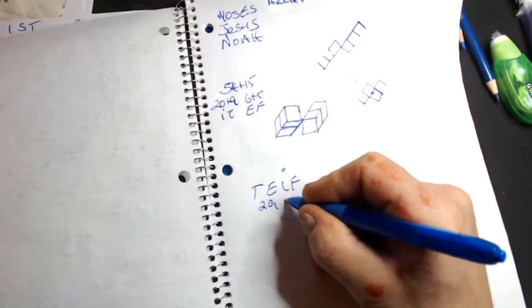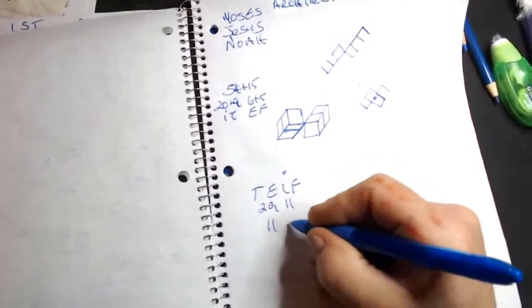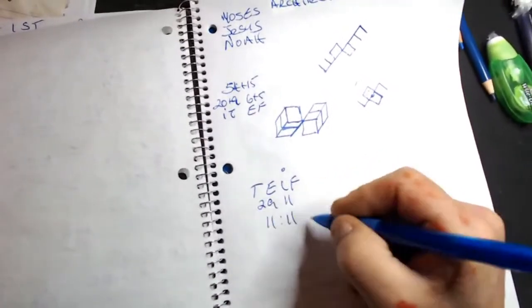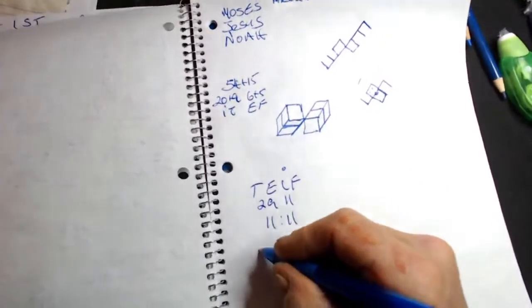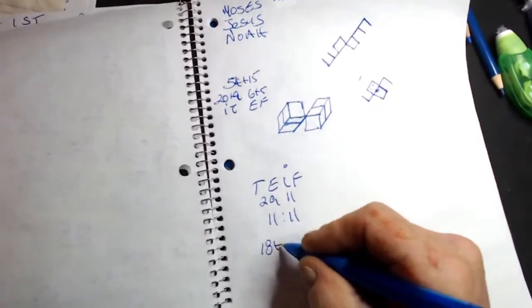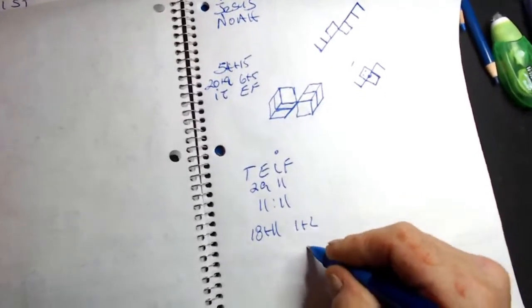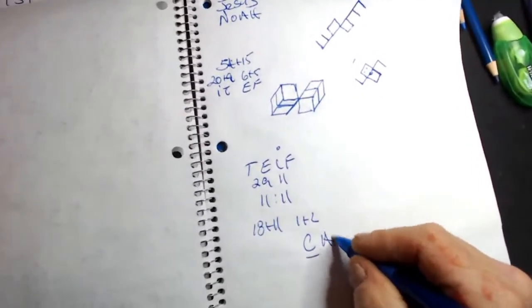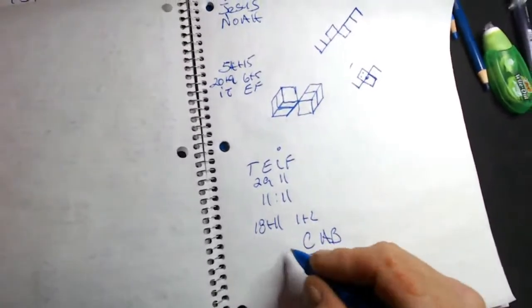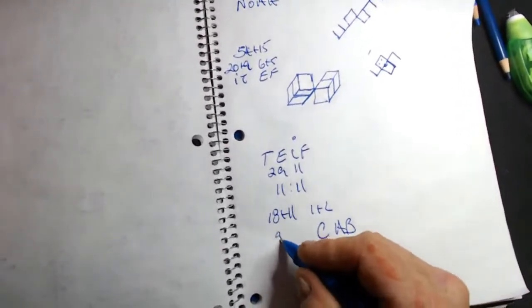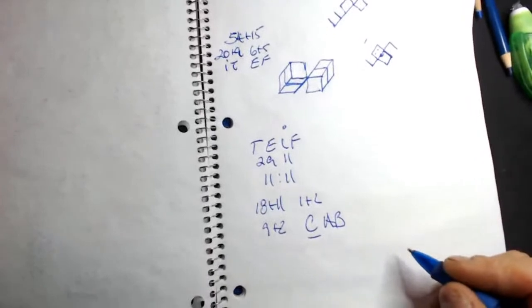29 and 11, which is funny because it creates 11, 11. 9 and 2, 11, 1 and 1, 11. So create 18 and 11. This one would create 1 and 2. So this is C for creation. And this one is 9 and 2 for the birth.